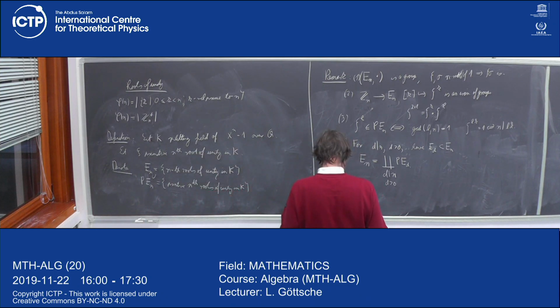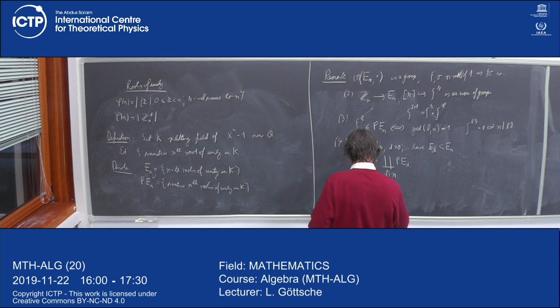Okay. And then we have number 5. The number n can be written as the sum over all divisors of n.